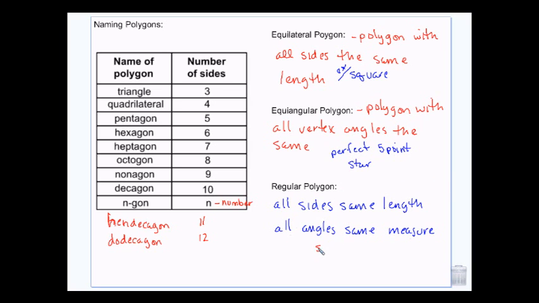So a stop sign is a regular octagon. All the sides of a stop sign are the same length and all the angles are the same. Okay.